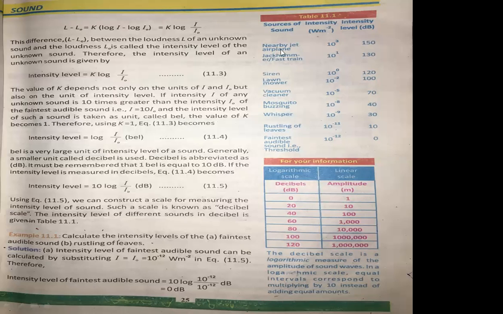Nearby jet airplane: 10 to the power 3 watt per square meter. But if we go to the intensity level in decibel, it will be 150. I will show you how it comes when we do example 11.1. Jackhammer or fast train: its intensity is 10 to the power 1 watt per square meter, but the intensity level in decibel will be 130.